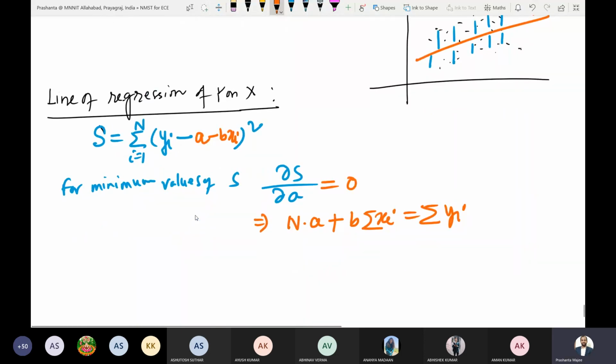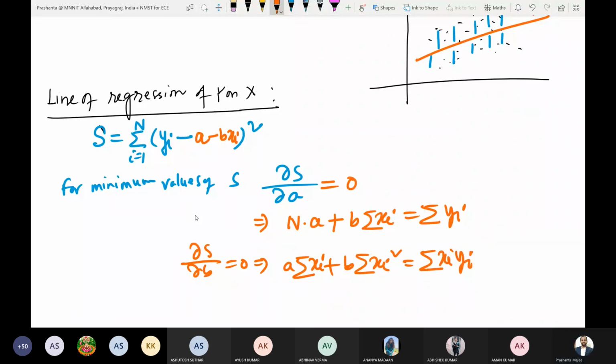And what will be the second normal equation? Del s upon del b equals 0. That will give you a into summation xi plus b into summation xi square equals summation xi yi. You have to solve these two equations to get the line of regression of y on x. In this case, you have assumed that the x value is correct and the y value is incorrect, so you are measuring the error parallel to the y-axis. You solve these to get the values of a and b.